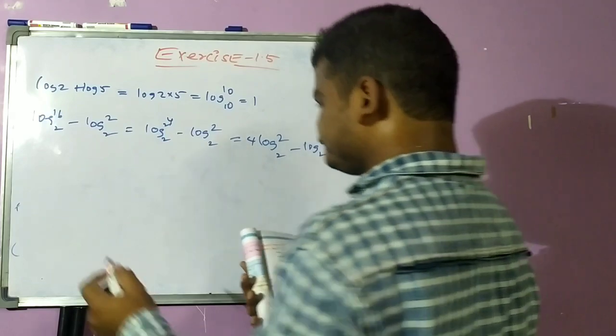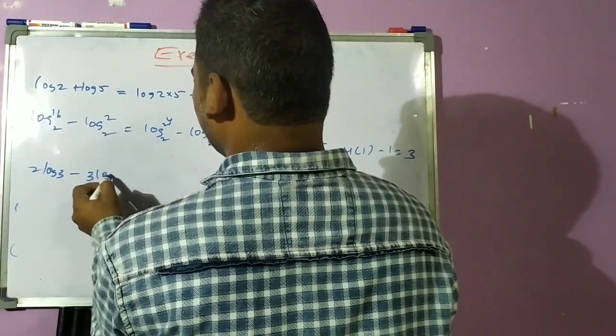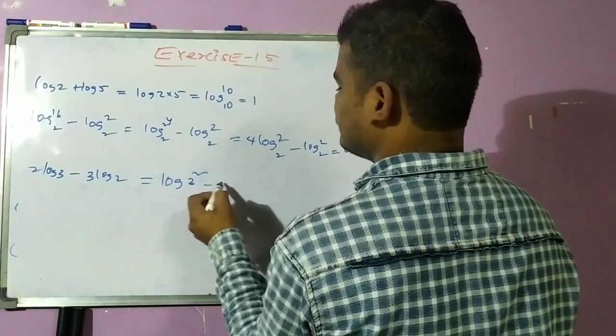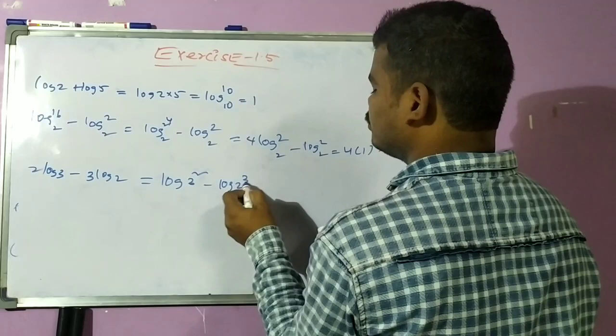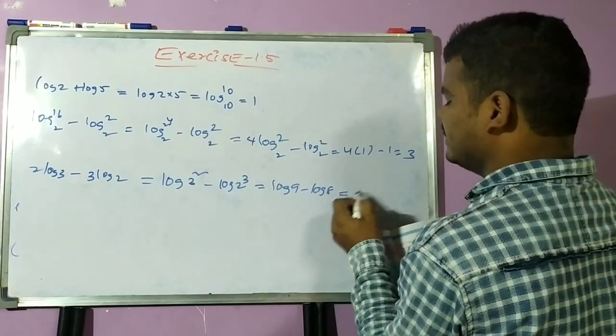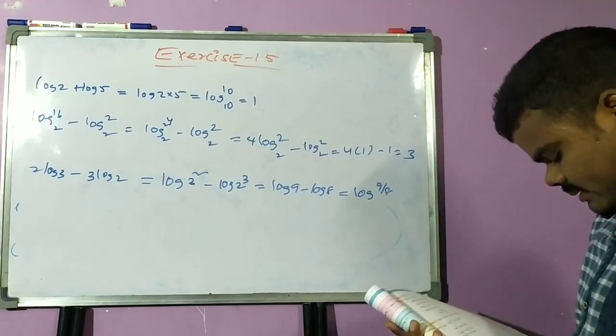2 log 3 minus 3 log 2. This value is logarithm of 3 squared minus logarithm of 2 cubed. Logarithm of 9 minus logarithm of 8. The value is logarithm of 9 by 8.